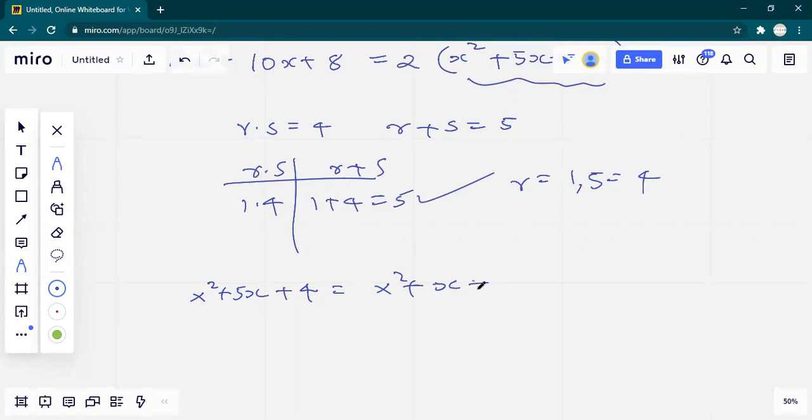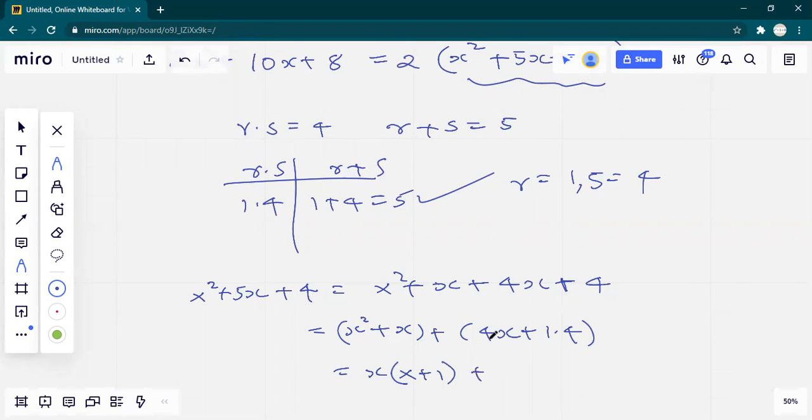So x squared plus x plus 4x plus 4, and we can group now. 4x plus 4 can be written as 4 times x plus 1. We can factor x from the first binomial, x plus 1, plus you can factor 4 from here, 4 times x plus 1 again. Now we can factor x plus 1 times x plus 4.